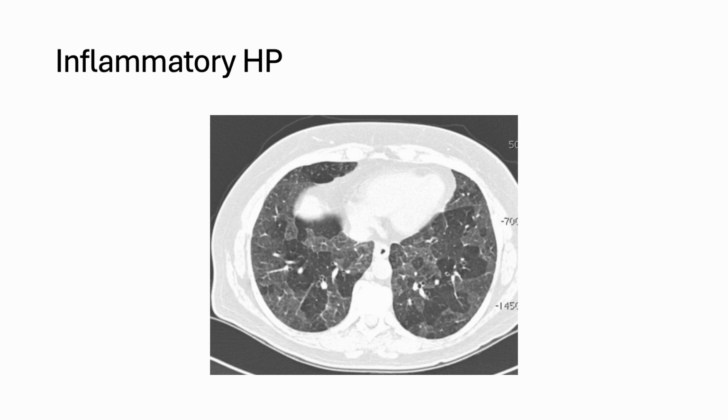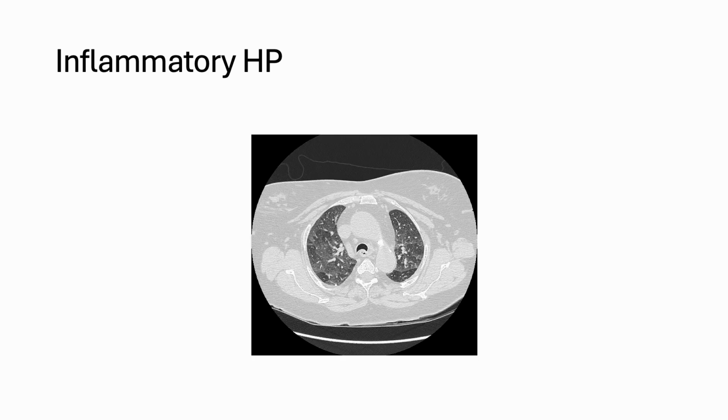And then again, this is a very typical mosaic attenuation pattern for inflammatory HP. You have mosaic attenuation here due to the ground glass changes and some nodules affecting both lungs. Now this is an expiratory phase, and you can see the difference. We can see a lot of air trapping here and the mosaic attenuation, lots of micronodules. The reason we can say this is an expiratory phase is the shape of the trachea.